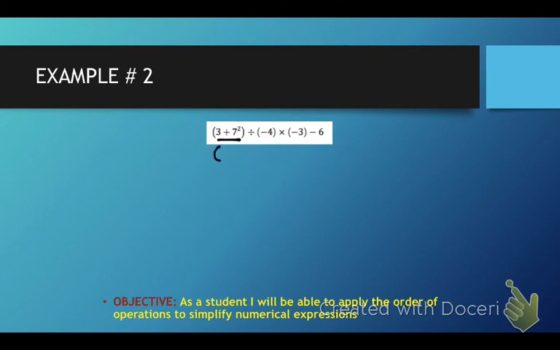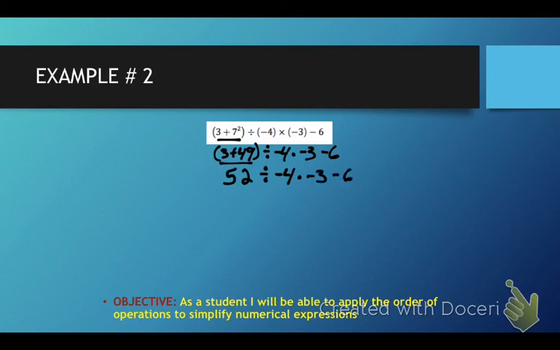7 squared is 49. So we have 3 plus 49 divided by, and I can get rid of them now if I want, -4 times -3 minus 6. What do we do next? Well, 3 plus 49 is 52 divided by -4 times -3 minus 6.